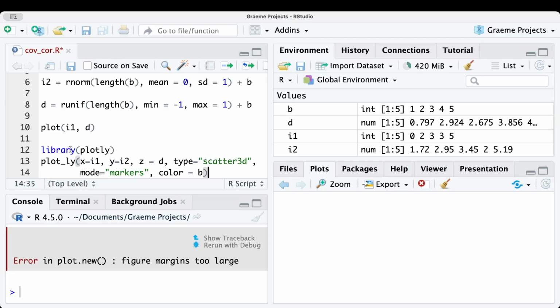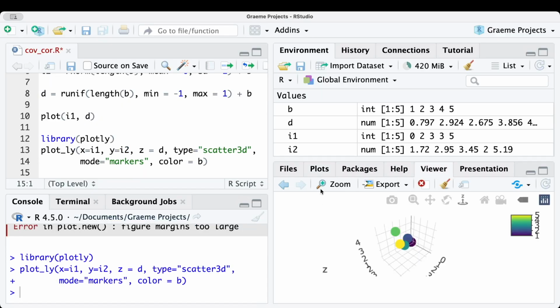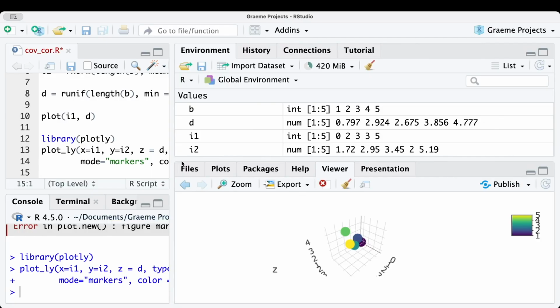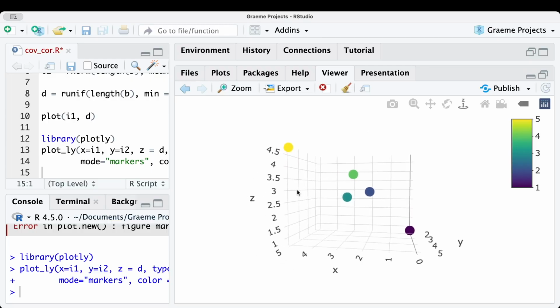But what does work, fortunately, is the Plotly library's plotting function. So I'm just going to show that off real quick. So here we're going to call the Plotly function, and we're going to make the x-axis be I1, the y-axis be I2, and the z-axis be the dependent variable D. I'll just hit enter on that, and then make this large here. So you can see we got this nice 3D scatter plot here, and you can kind of rotate it around.